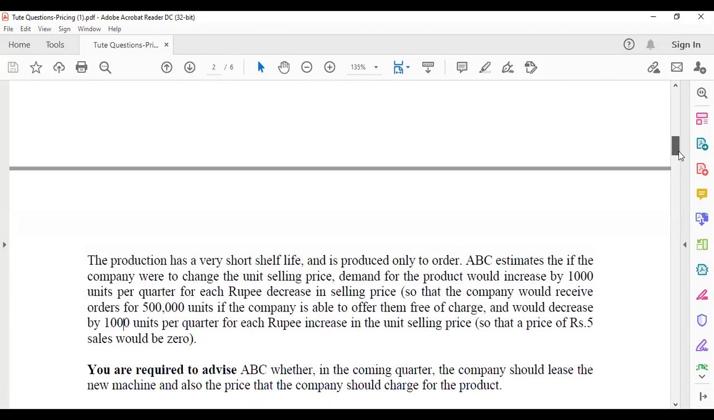Then the question is, you are required to advise ABC whether in the coming quarter the company should lease the new machine and also the price that the company should charge for the product.